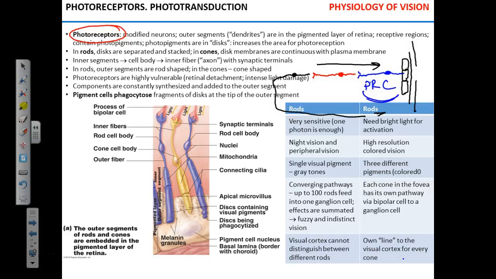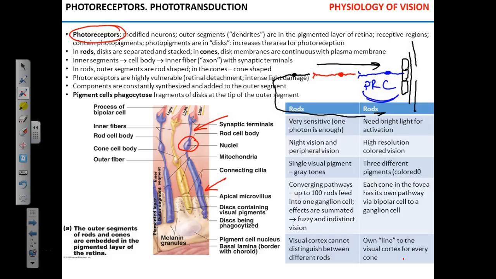So let's go back to photoreceptor cells. They are neurons. And I can show you how they are neurons. Soma, dendrites, axons. Names are different though.